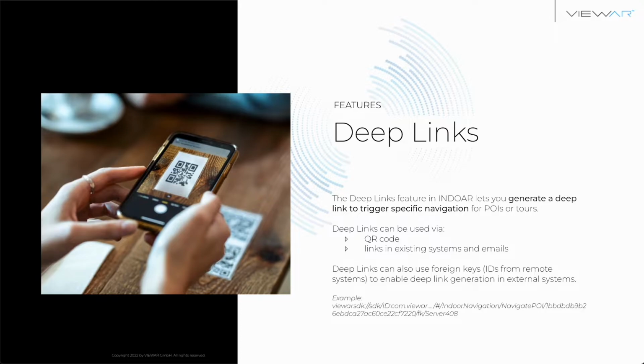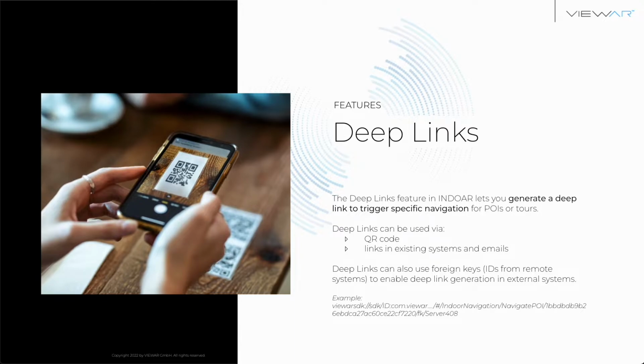So once a user either scans a QR code or clicks on a link in an email, it will load the location recognition pattern and it will trigger a navigation to the desired and defined point of interest. You can either use the ID that is generated through the system by default, or you can define a so-called foreign key, which is then an ID usually coming from another system.